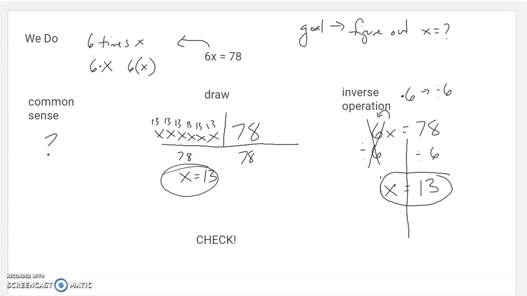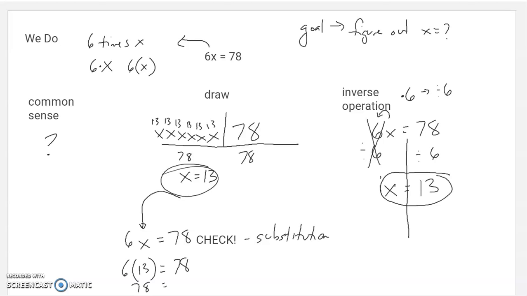Last thing to do, always a good habit to be in, is to check and make sure you're right. To check, we use a process called substitution. And it works like this. If 6 times x is supposed to equal 78, I substitute what I think the answer is in for the x and make sure my sides are equal. So I should find that 6 times 13 is 78. And of course I do. That's 78 and that's 78. Check. Smiley face. Yay. Way to go.